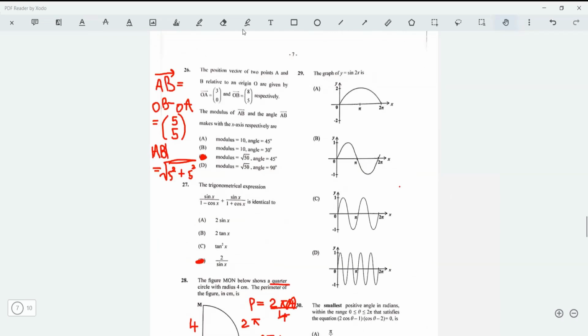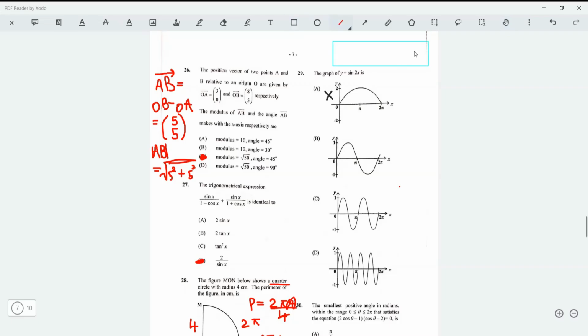Next part says the graph of y equals sine 2x. So first and foremost, anything going up to 2 is out already. All right, now what you need to do is plug in values. Always plug in values. Always plug in values. All right, and see if it works. So this is what I love to do. Draw a little box.